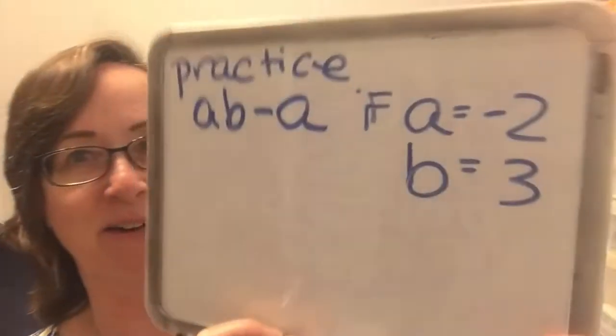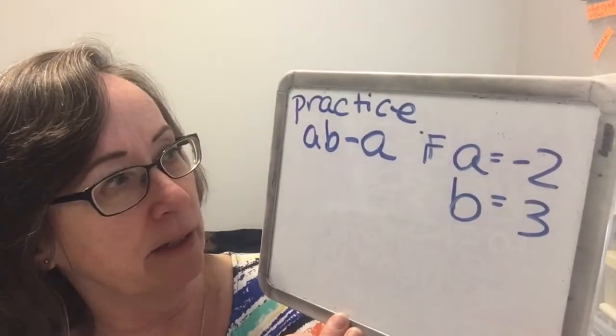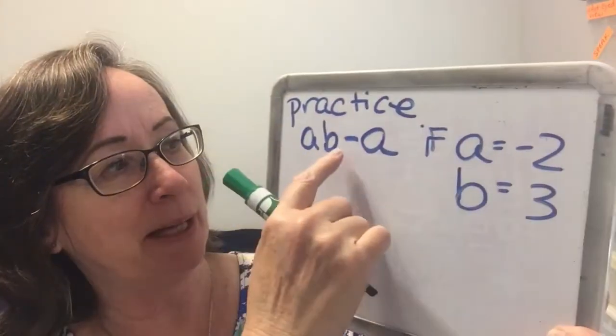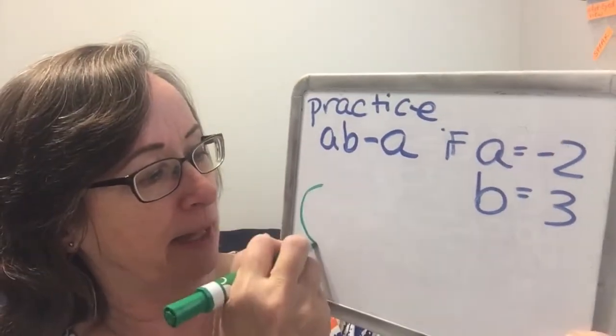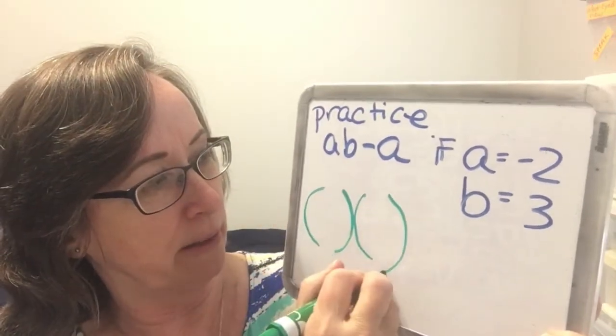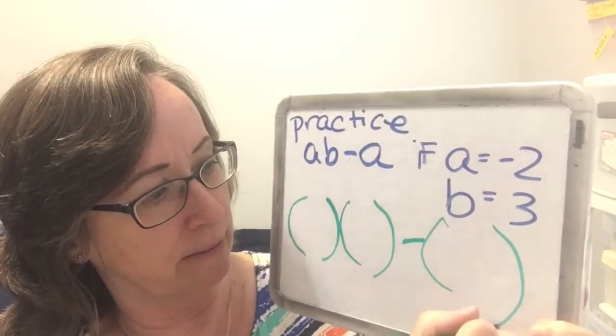And we're ready to go to our examples, our practices. Okay, so I want you to get a piece of paper and try these on your own. So the first one we'll set up for you. We have AB minus A, so we're going to take out the A, put a cocoon, take out the B, put a cocoon, here's the minus, and then another A, cocoon.